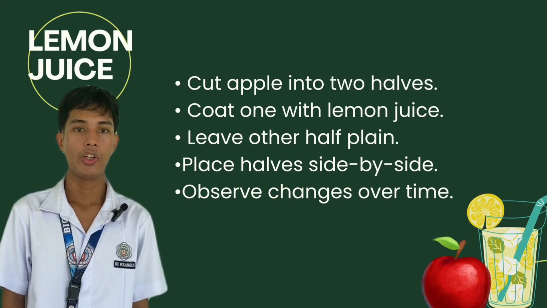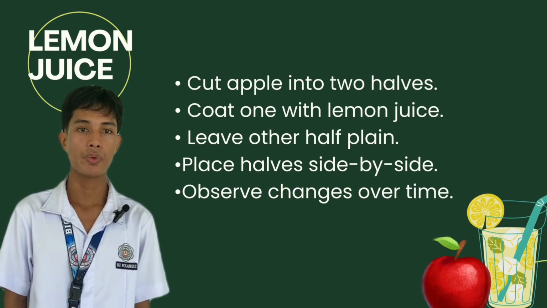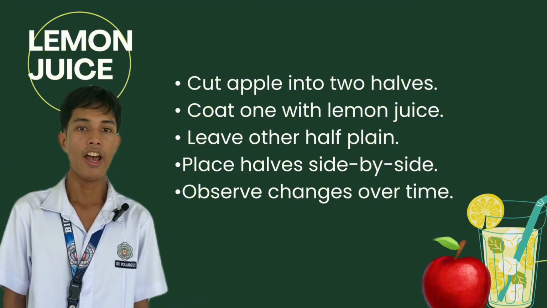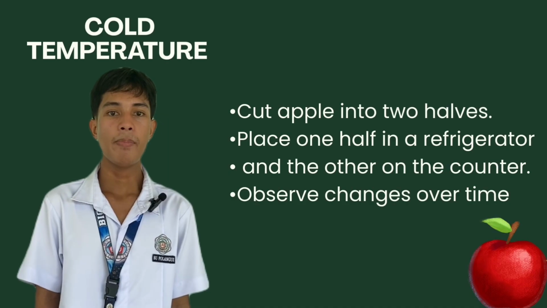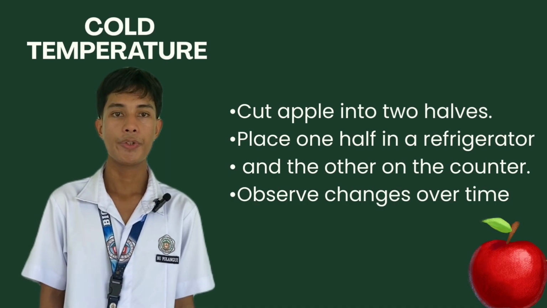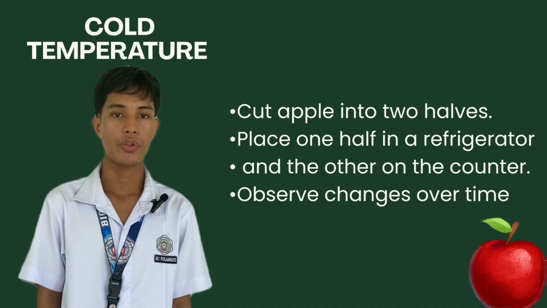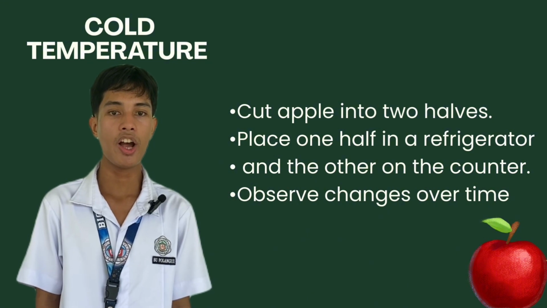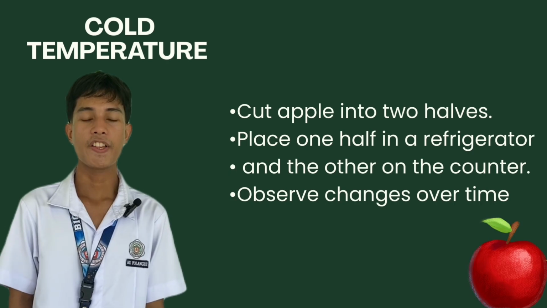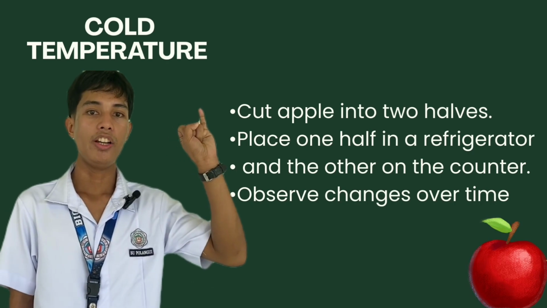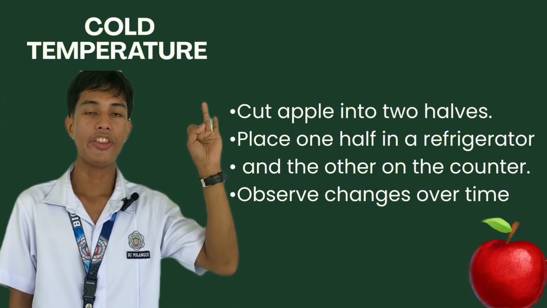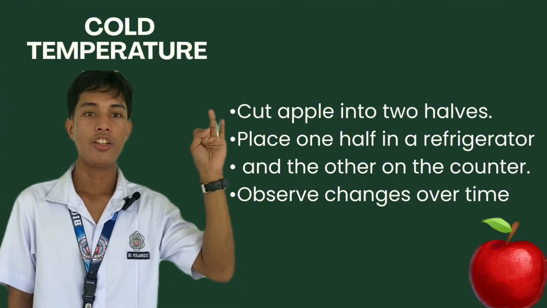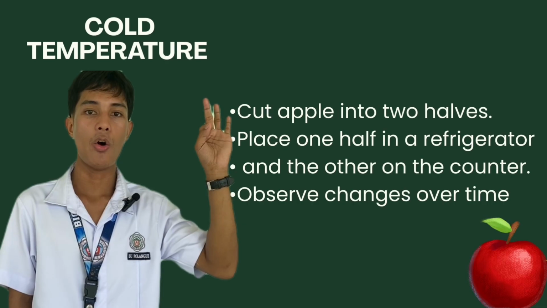The expected result: the half coated with lemon juice will remain significantly whiter and show less browning than the untreated half. The second method is cold temperature. So how does it work? Low temperature slows down the rate of biochemical reactions, including the enzymatic browning process. For example, cut an apple into two halves. Place one half in the refrigerator and the other on the counter. And lastly, check both halves periodically over time.